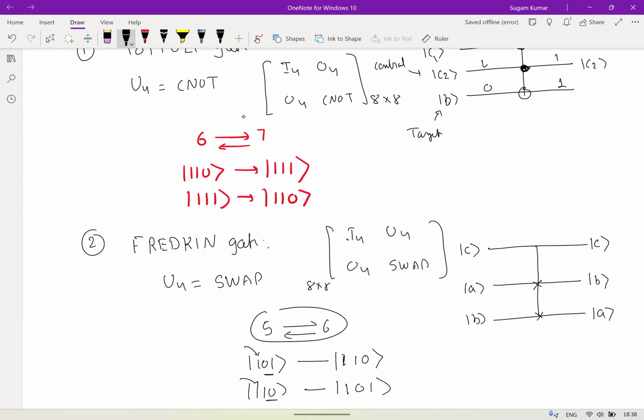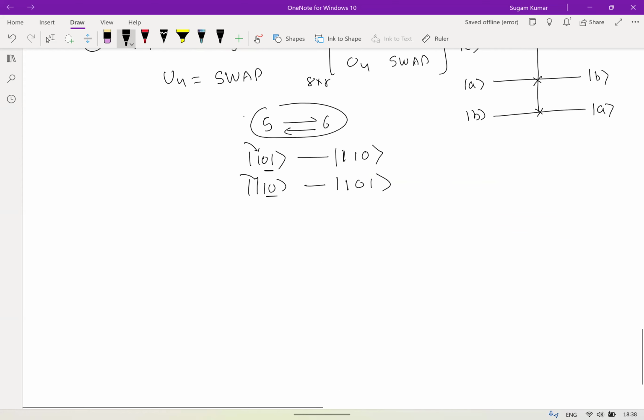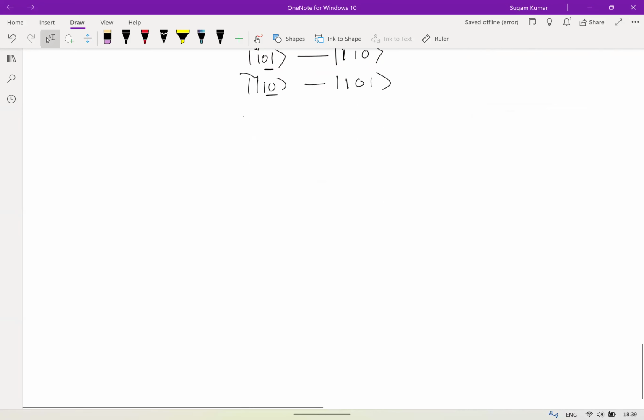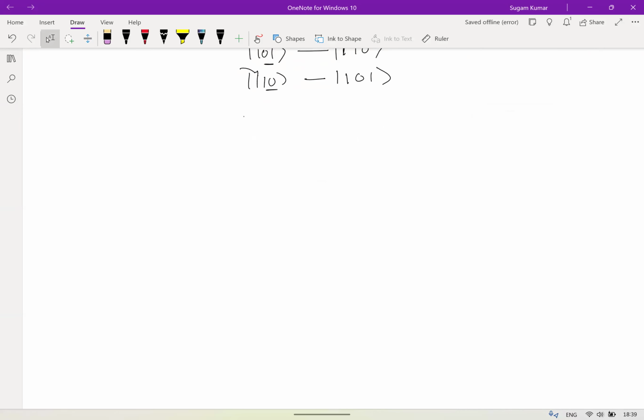So these are the gates we discussed in the last class. In today's lecture, we will focus on two things. A major task is to discuss quantum algorithms. But before going to quantum algorithms, I can also discuss quantum circuits.